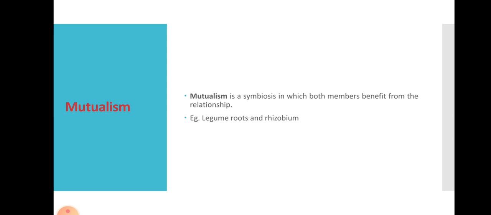The next type of interaction is mutualism. Mutualism is also a type of symbiosis in which both members benefit from the relationship. A very good example is the association of bacteria like rhizobium with the roots of higher plants such as legumes.